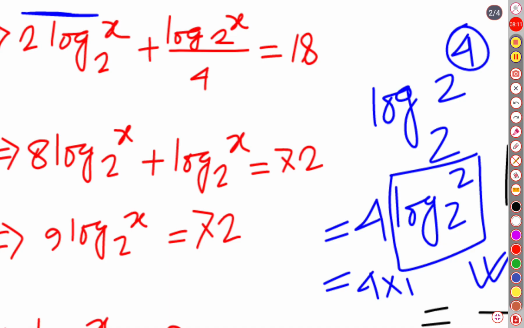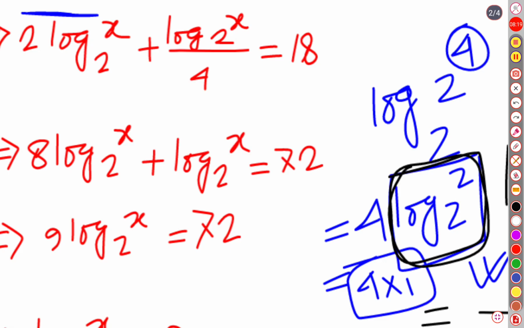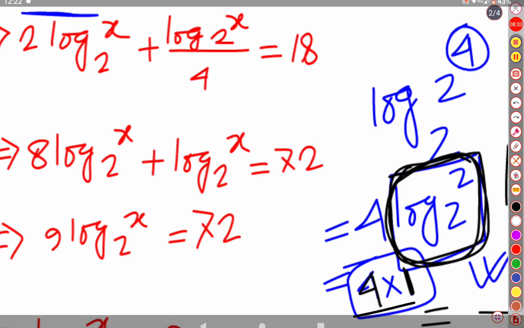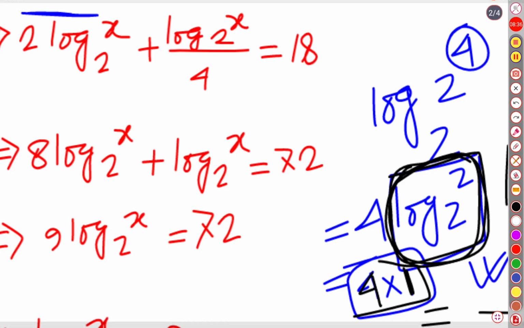So this is a rule we are learning: if the base and argument of any log function are the same, then the value is 1. So there was 4 over here, and this log base 2 of 2 is also 1. So 4 ones are 4. That's why our denominator is 4, and the numerator is unchanged. Then here it has become 8.